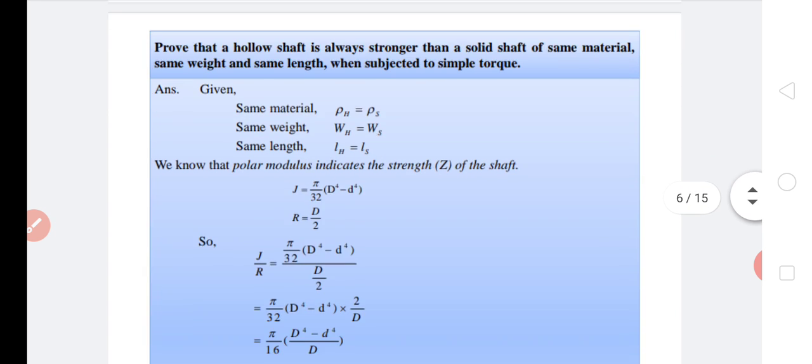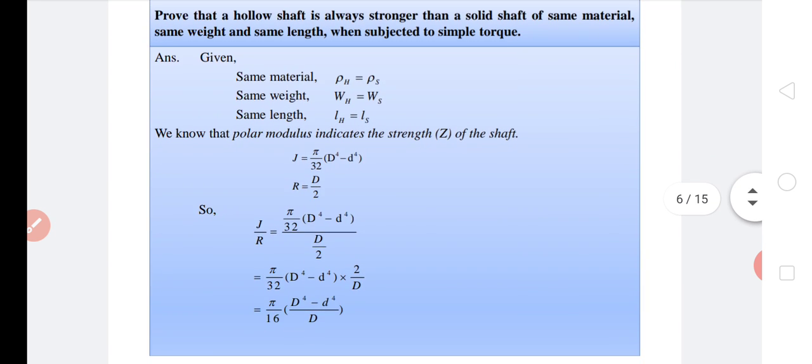Now we discuss how a hollow shaft is always stronger than a solid shaft. In this particular problem, there is a condition: same material, same weight and same length, when subjected to simple torque. This is the problem.